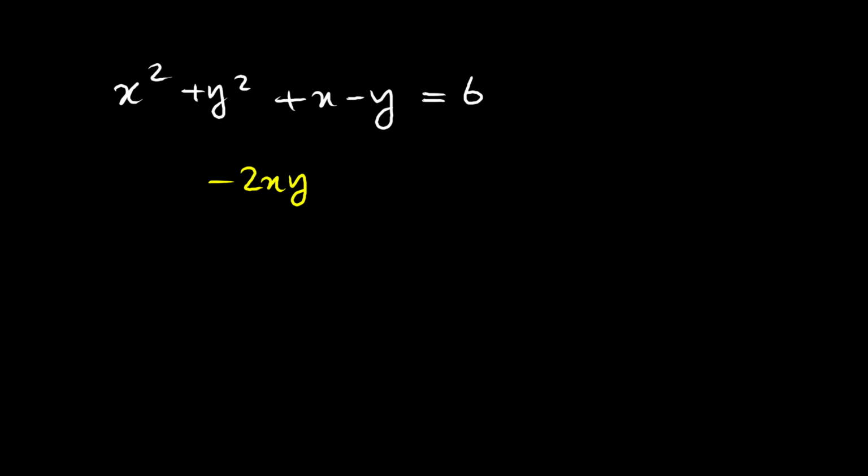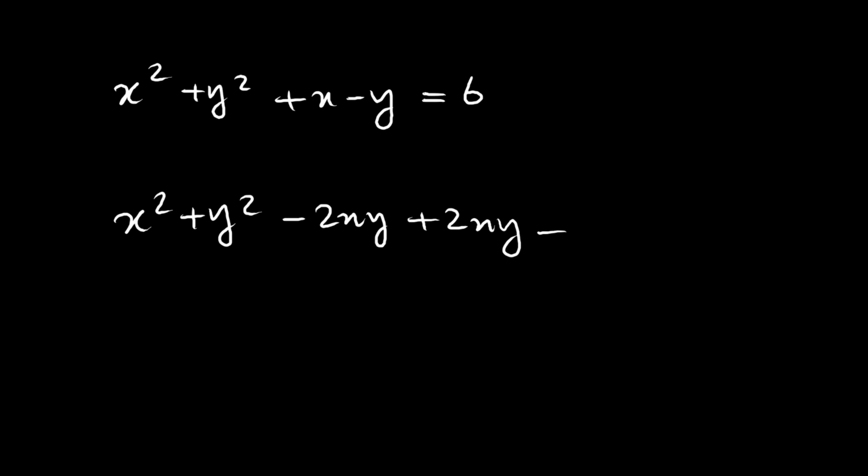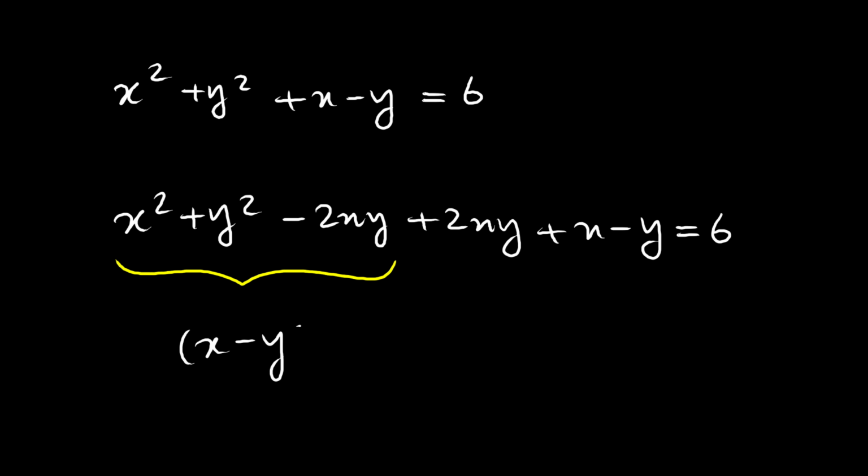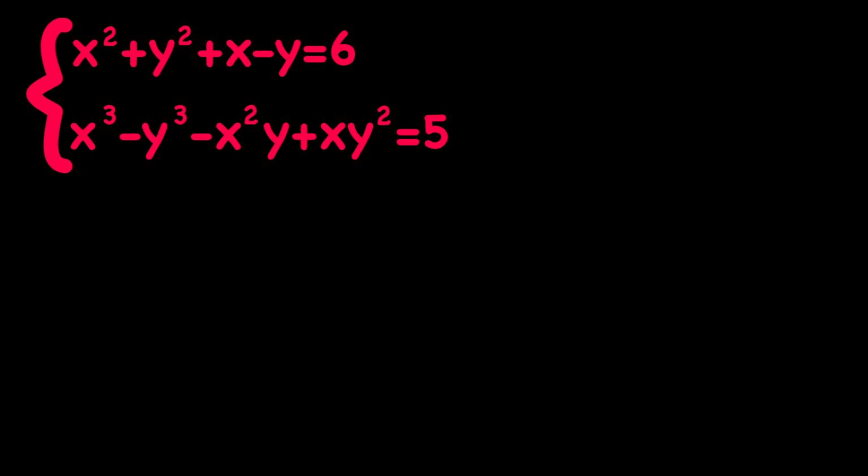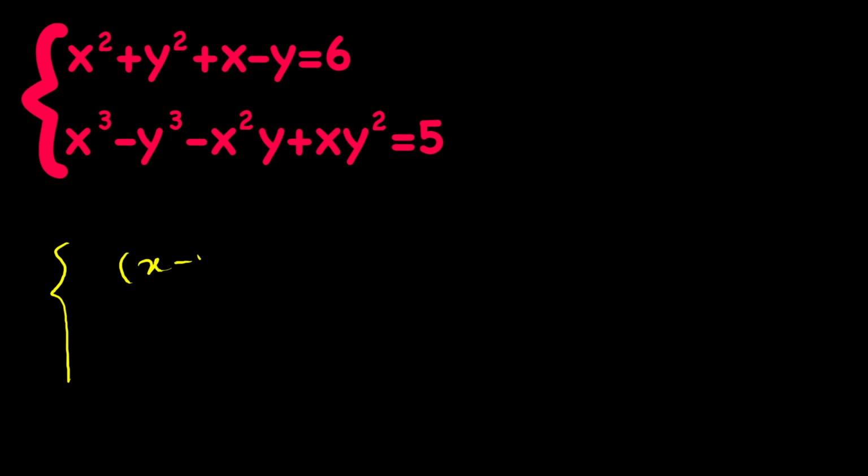So let's go ahead and subtract 2xy. And then add 2xy to balance it up. And then let's go ahead and replace these three with x minus y all squared. And this is our first equation. So let's go ahead and write it down here. So we have the quantity x minus y all squared plus 2xy plus x minus y equals 6.